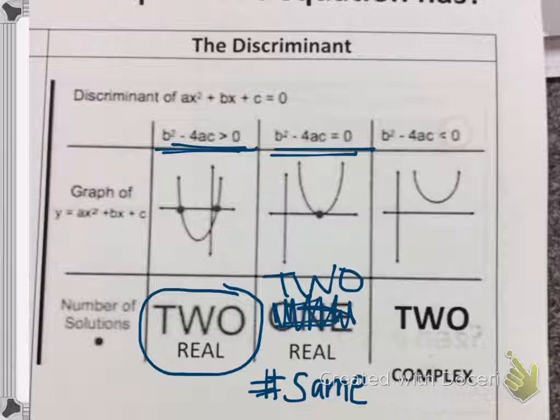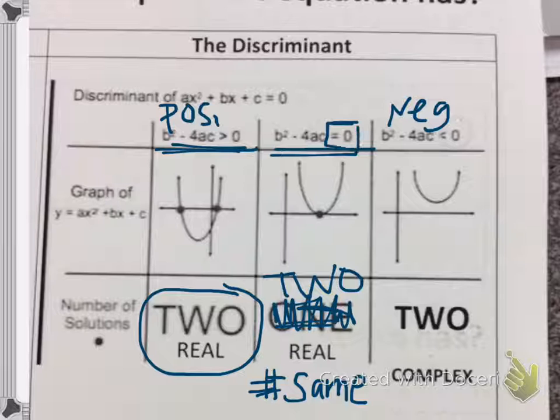Okay, and then if you're less than 0, then you have 2 complex numbers. I've had a lot of kids really struggle with this today, so I just want to make sure you know that if your number's negative when you solve your equation, you're complex. If your number's positive when you solve your equation, then your answers are 2 real. If your answer is 0, then you have 2 of the same solution.